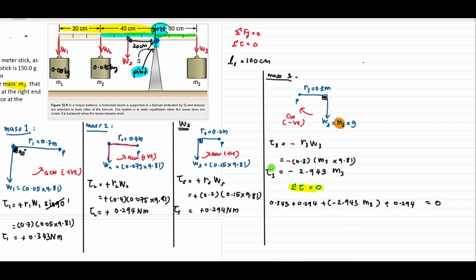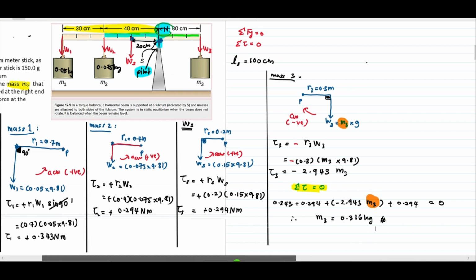Okay, so rearrange this equation. Finally, you can find what is the mass of mass 3. Okay, so kita akan dapat nilainya. Cuba awak kira, practice kira. So, you akan dapat, therefore, M3 is equal to 0.316 kg. So, this is the answer.